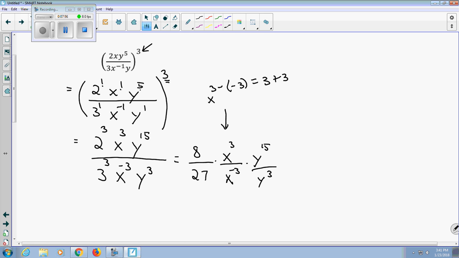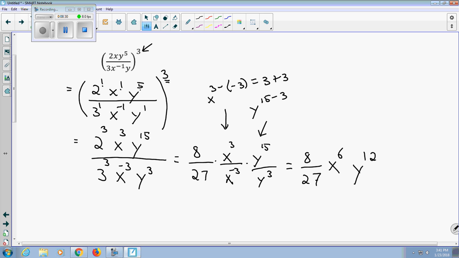So as I go across here, I'll start with the 8 over 27. I can't simplify anything there. There's no common factor, so I'm going to leave this as is. But then x is going to be to the power of 6. For the last fraction, I'm going to have y to the power of 15. But we're taking 3 from 15. So if I'm looking at this fraction here, that's y to the 15th minus 3. So that's going to be a total of 12 left over.